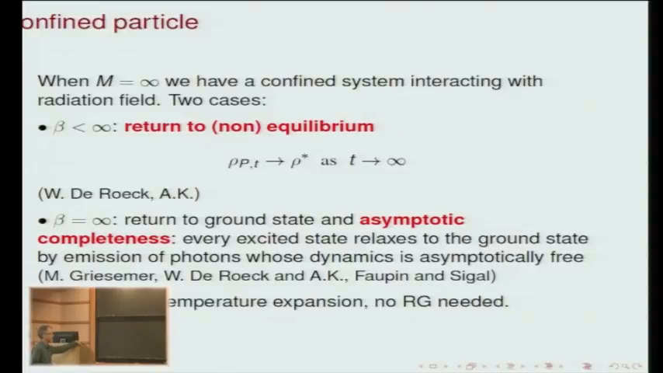And when you go to 0 temperature, namely look at just the ground state, then again you can study the dynamics, and what we proved here was what we'd call return to equilibrium and return to ground state. So in long times you go to ground state, and you have asymptotic completeness in the sense that every excited state relaxes to ground state by spitting out photons which disappear to infinity.